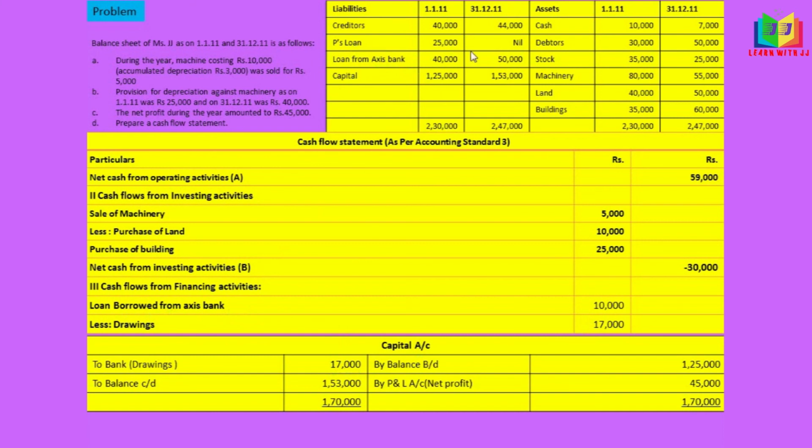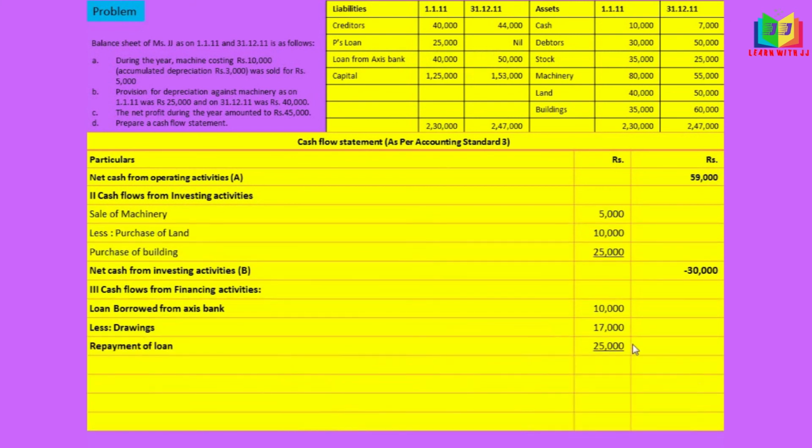We have repayment of loan. Opening balance is 25,000 and now it is nil. This shows repayment of loan 25,000. And now we have to subtract this 17,000 and 25,000 from this 10,000. Again, we'll get a negative figure of 32,000. That is the net cash from financing activity, 32,000. And now we have to adjust these three.